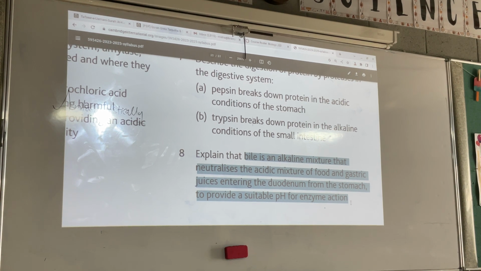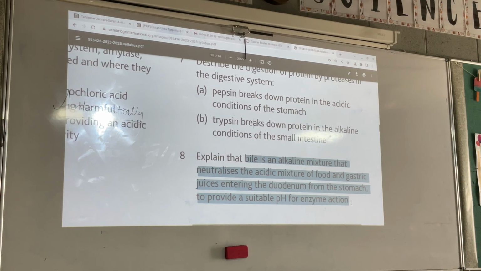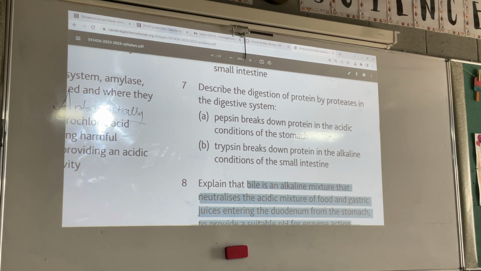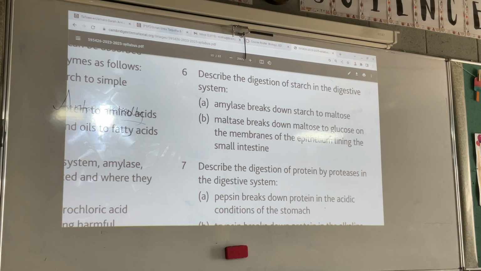Maltase is from the pancreatic juice, but then digested in the epithelial walls, right? Maltase is the enzyme, right? So where is it produced? Maltase is produced from the pancreatic juice, but it acts in the small intestine. In which part? In the epithelium. Okay. So it breaks down maltose on the membrane of the epithelium lining.